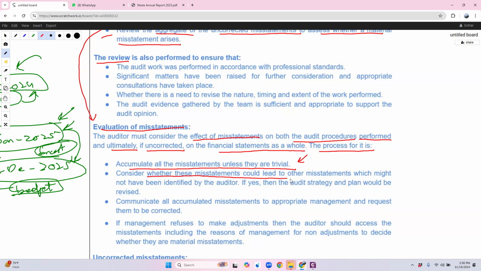Consider whether these misstatements could lead to other misstatements which might not have been identified by the auditor. If yes, then the audit strategy and plan would be revised. This means that you will again need to perform substantive procedure somewhere that you did not perform. For example, if you have identified a misstatement within property, plant, and equipment, and you did not properly audit the depreciation charge within the profit and loss. There is a misstatement within property, plant, and equipment. So what is the expense that is linked with property, plant, and equipment? Depreciation. Now you will need to audit that as well because there are high chances that there would be a misstatement there as well. Understand?